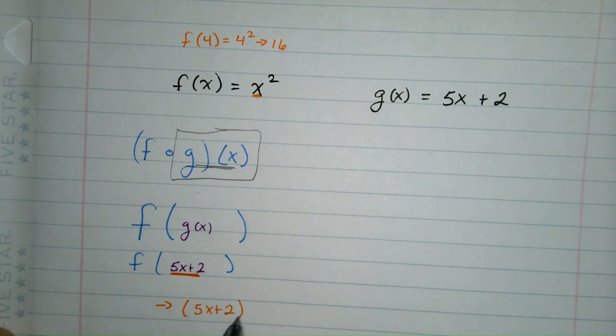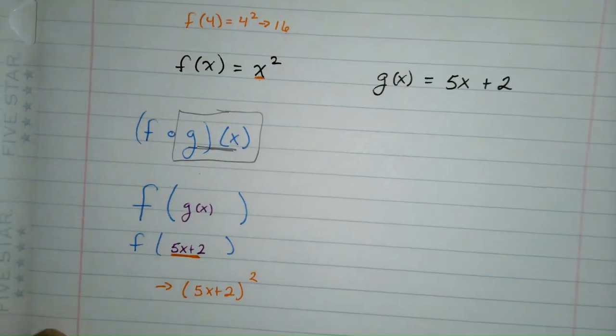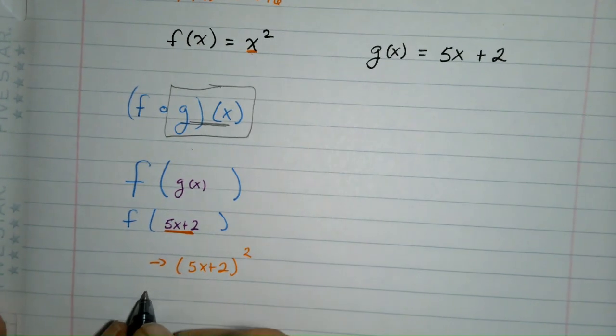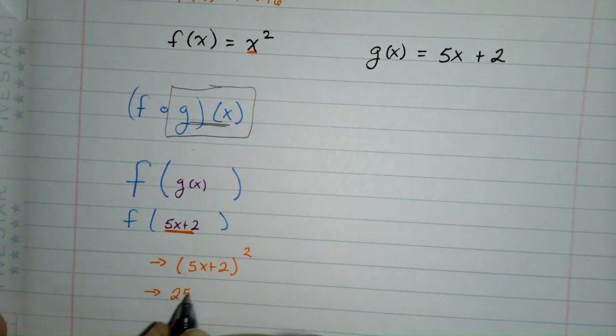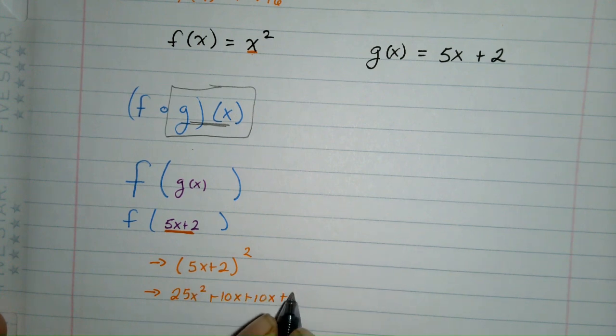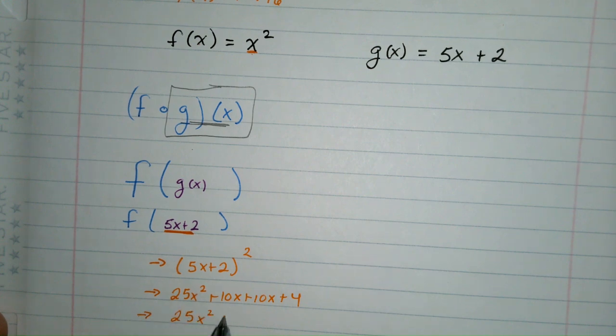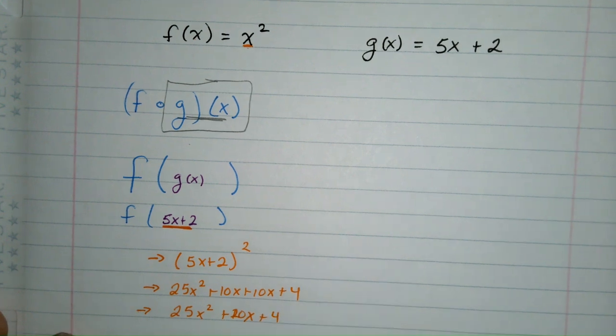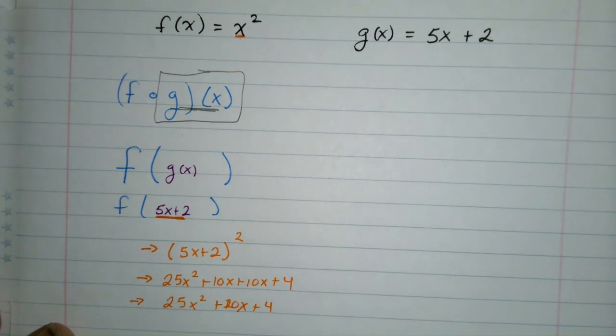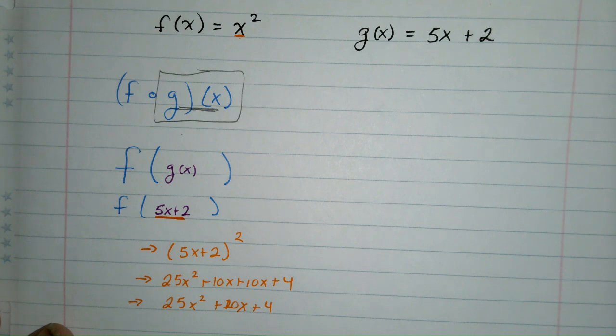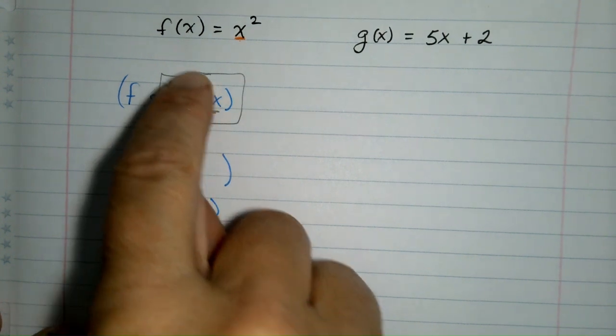5x plus 2 squared, which then we would have to FOIL. We get 25x squared plus 10x plus 10x plus 4, or 25x squared plus 20x plus 4. Combine those like terms. Okay, so that's one chain reaction. G went into F.